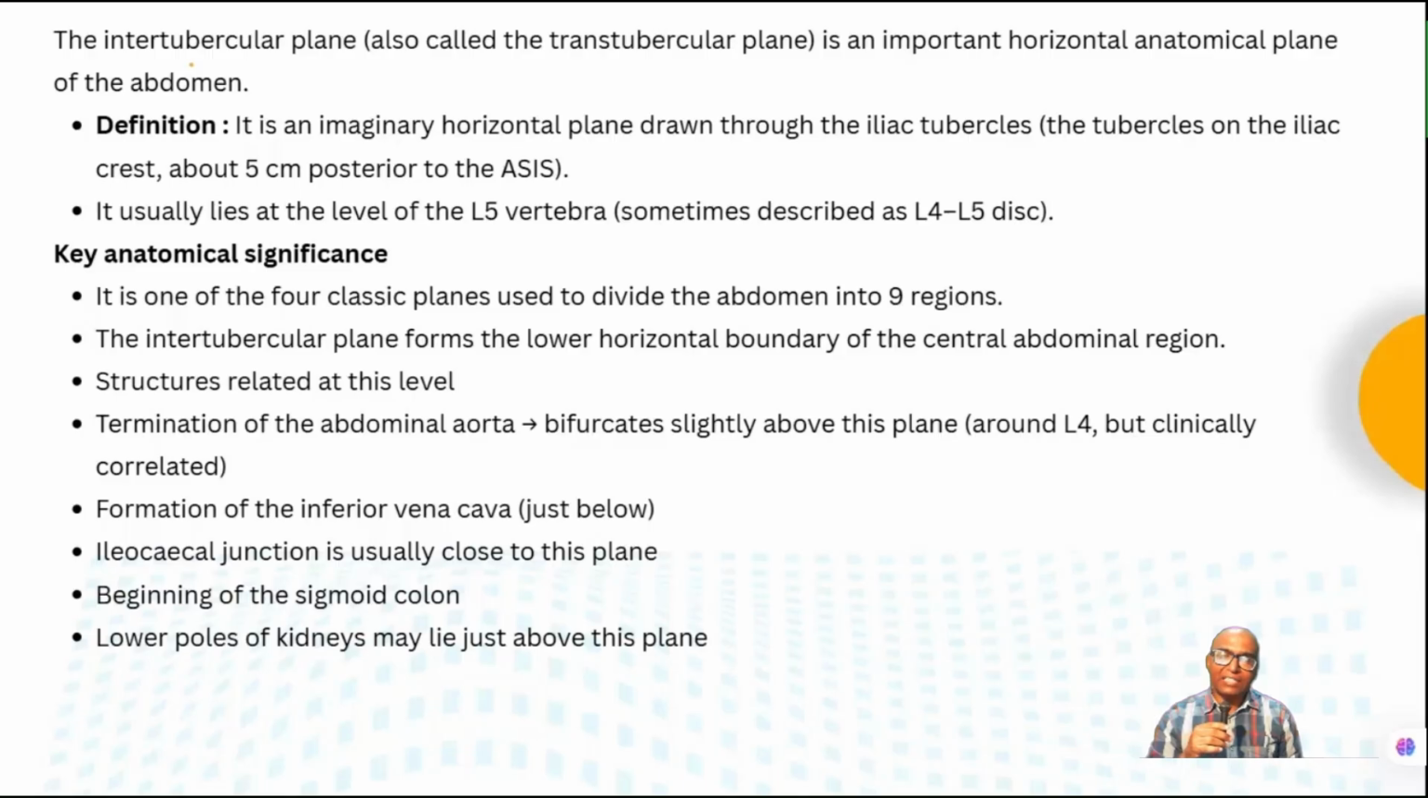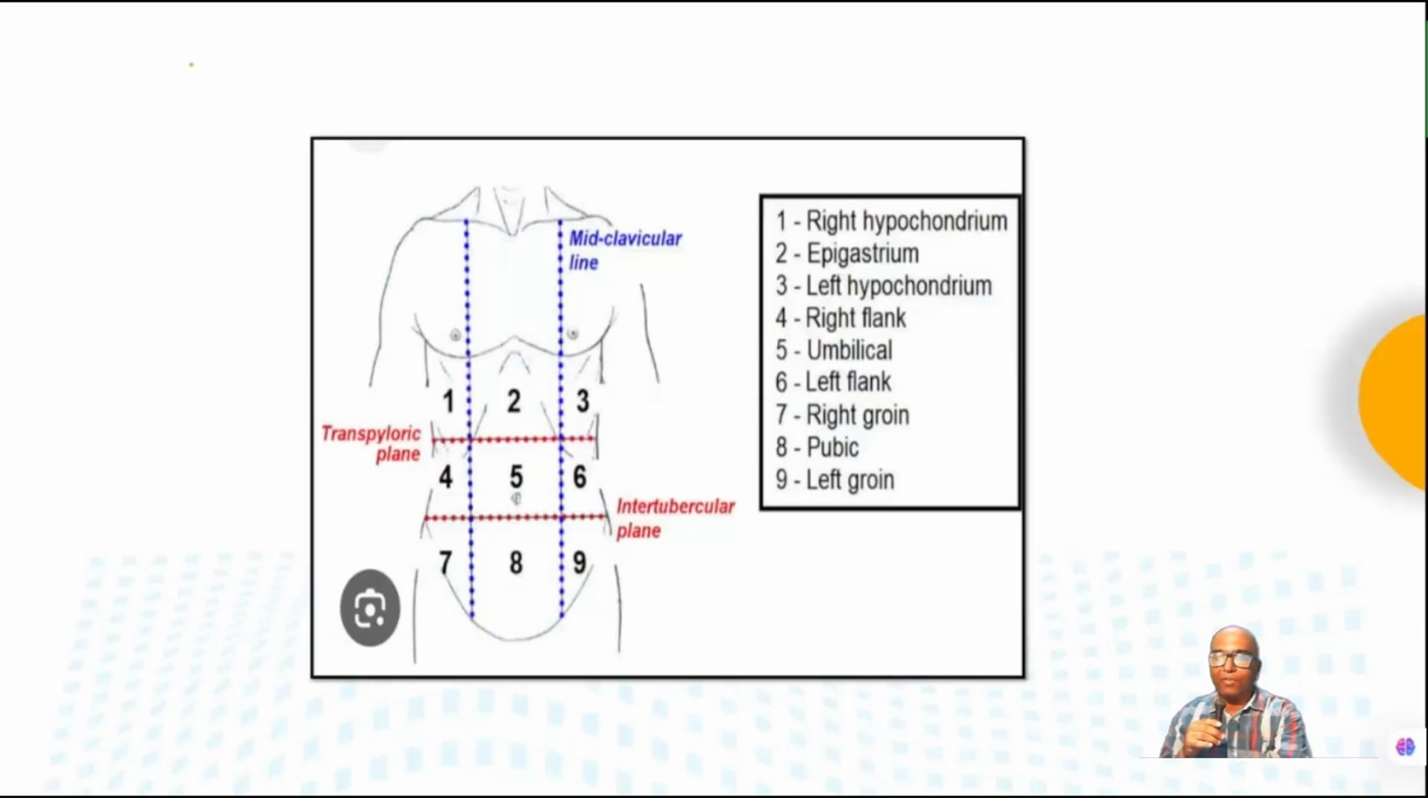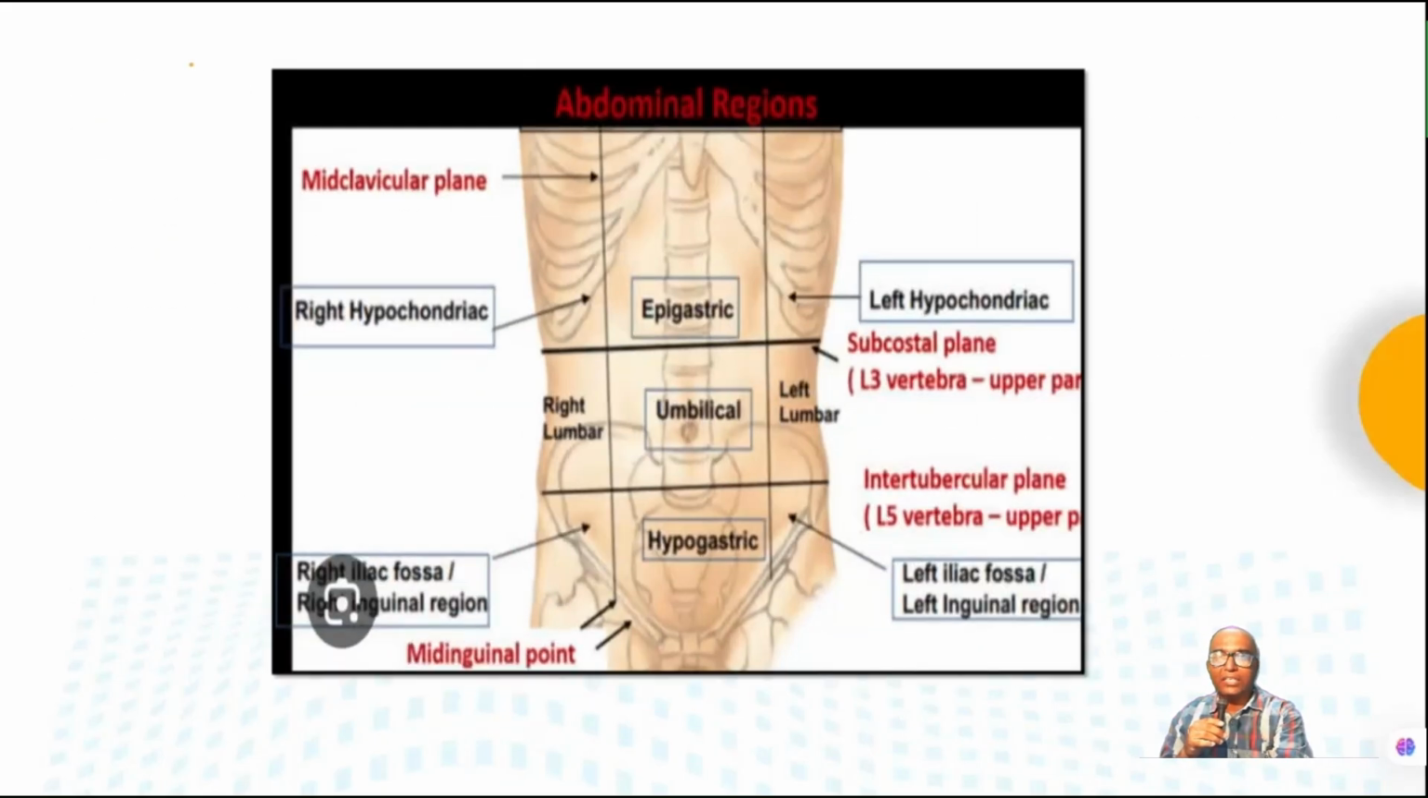It usually lies at the level of the L5 vertebra. Which level of the vertebra? Is it the upper or lower part? The intertubercular plane, we have discussed, lies at the upper border of L5. Yeah, upper border. Okay, don't get confused. Only L1, the transpyloric plane, will be at the level of the lower border, while the rest will be at the upper.